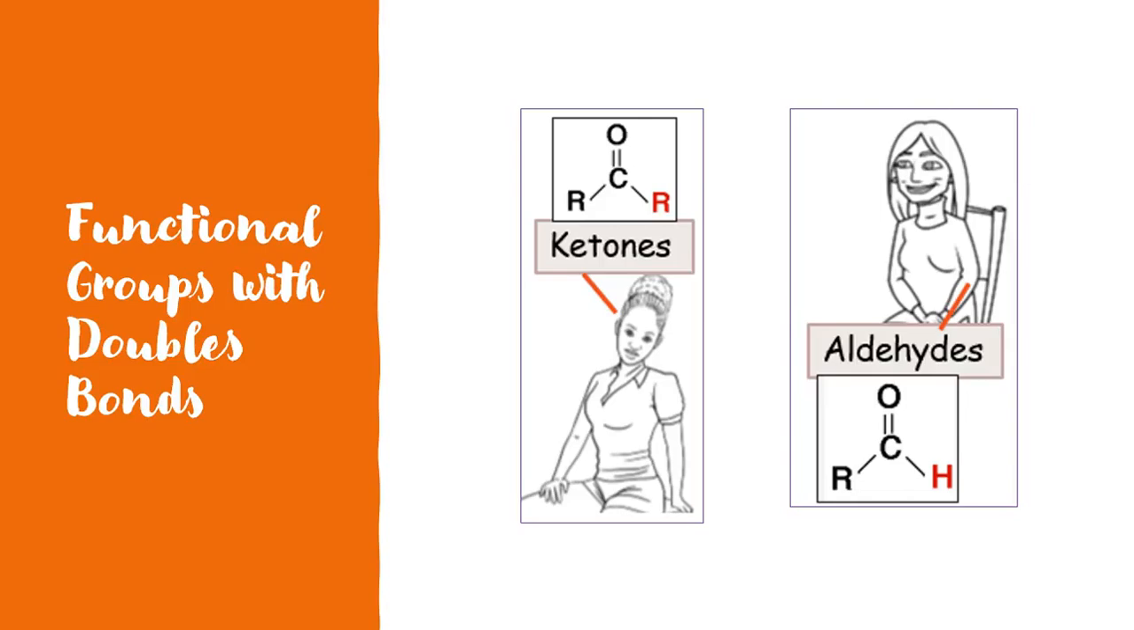Hey folks, now let's get started with functional groups with double bonds. As you can see, we have our ketones here and we have our aldehydes. The functional group portion actually has the double bond within it, and that's how I'm distinguishing them. It's the functional group portion I'm talking about when I say double or single bond to oxygen.